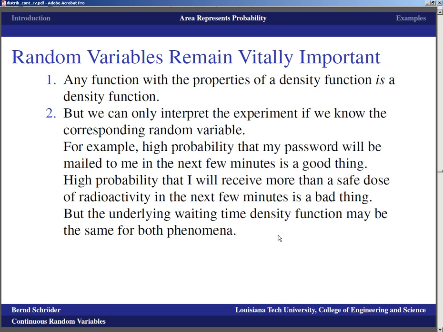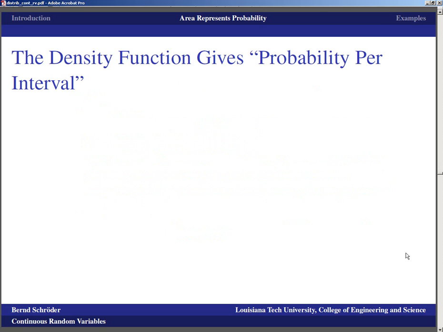So what I'm saying here is the same mathematics can describe entirely different phenomena, and that's great for the mathematical side because we'll be able to use the same computations, but the interpretation will be up to the engineer and to the scientist to determine what action has to be taken based on the data that we have, based on the probabilities that we get.